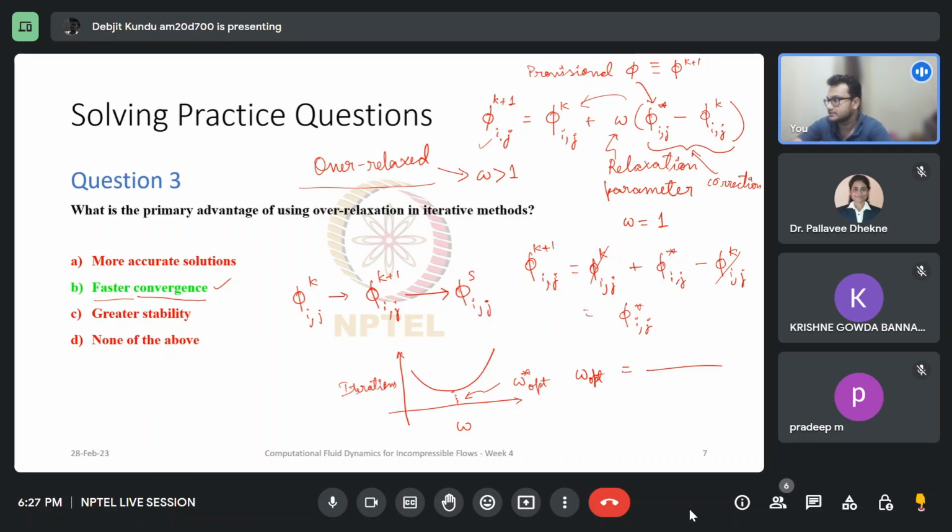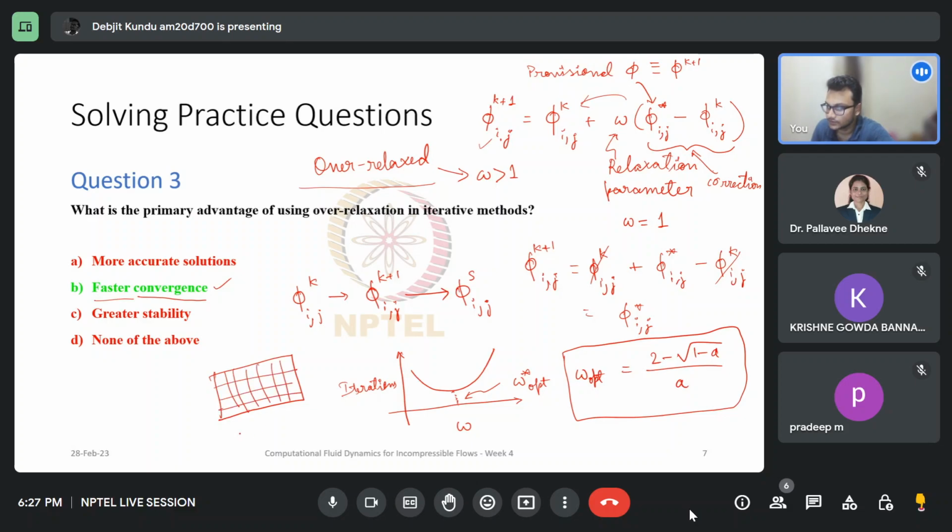Yeah, so it was something like this: 2 minus 1 minus a divided by a. For what sort of situation did we have this? For a rectangular domain with equally spaced grid. So delta x equal to constant, delta y equal to constant. In this sort of situation, we have a formula for the optimum over relaxation parameter.